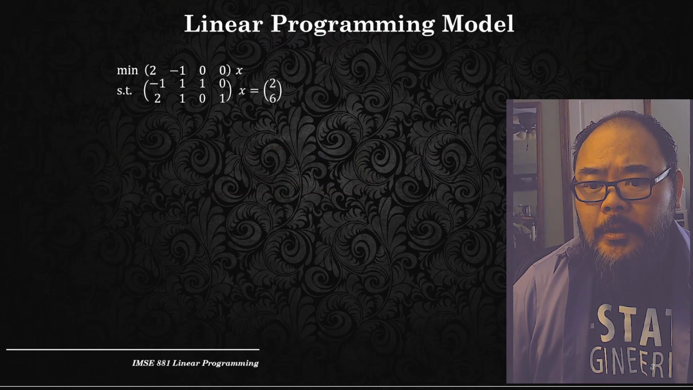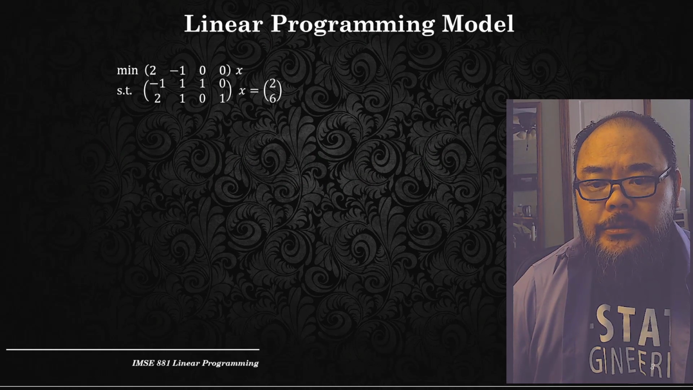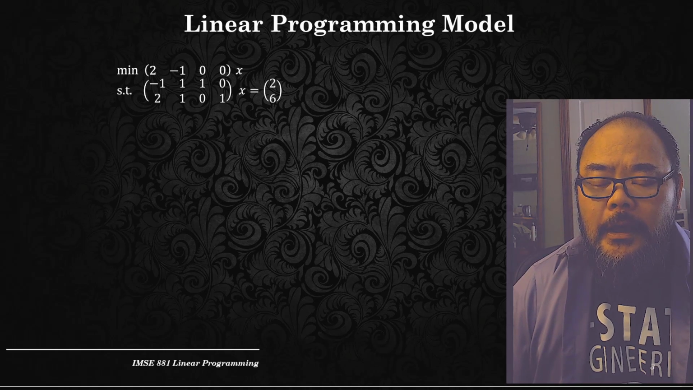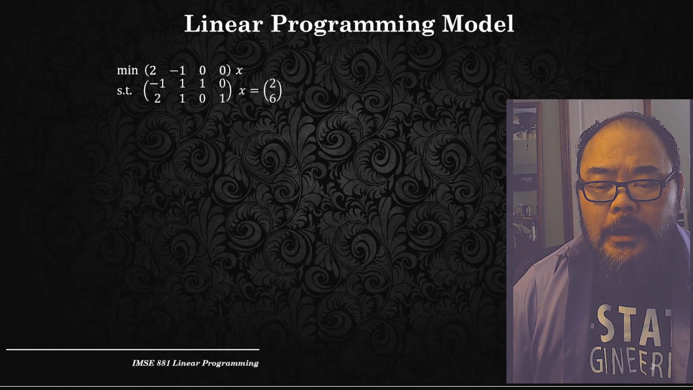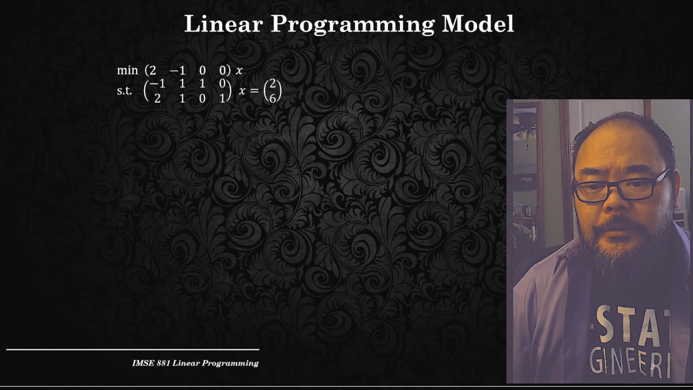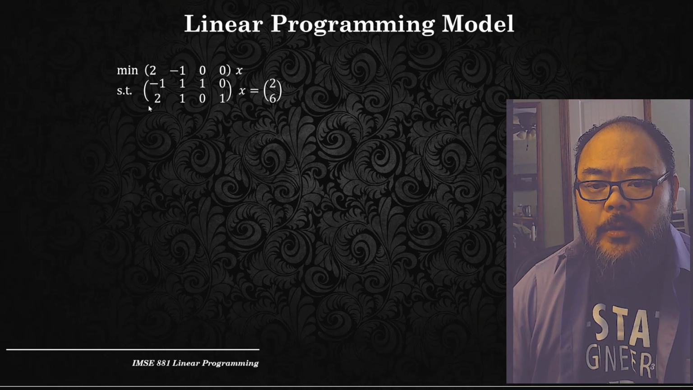In the linear programming model, we're given 2x1 minus x2 plus 0x3 plus 0x4, trying to minimize this function, subject to negative x1 plus x2 plus x3 equals 2, and 2x1 plus x2 plus x4 equals 6. But we present it in the matrix format.